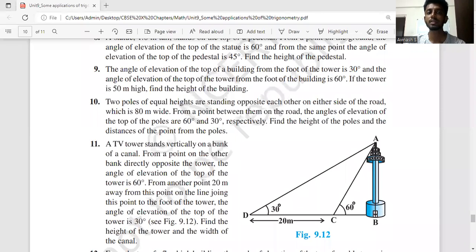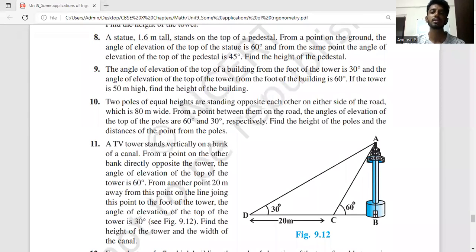Now let us try to draw the diagram for the ninth question. What has been given is there is a building and there is a tower. We don't know which of these is relatively taller. So the angle of elevation of top of a building from the foot of a tower is 30, and the angle of elevation of top of the tower from the foot of the building is 60. So basically the elevation is more from the bottom of the building.